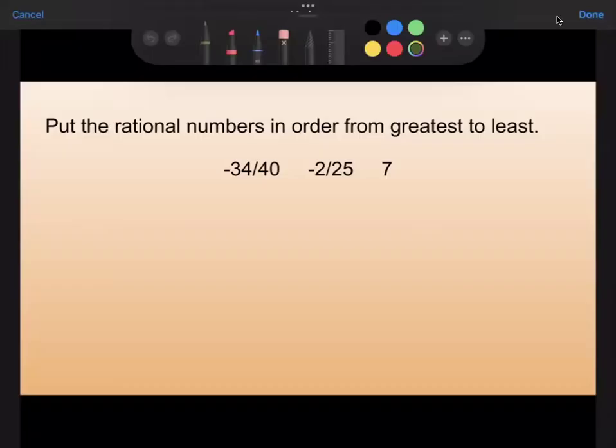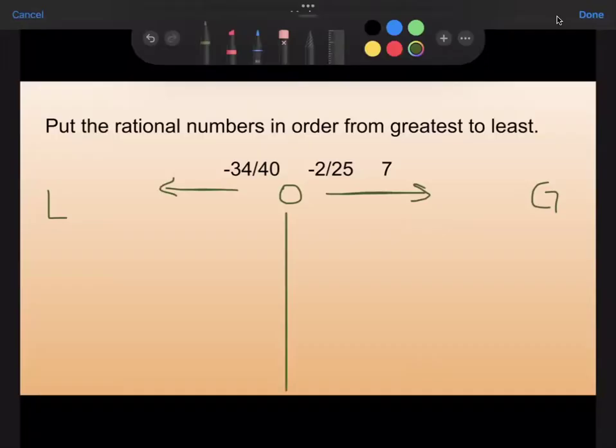Okay, here's our next one. So I'm going to use the same strategy. I know it asks from greatest to least, but I'm going to go ahead and put them in order from least to greatest. And at the very end, I'll switch the order. So I'm going to go ahead and put a line here. This line is going to represent 0. That way I can put everything that's negative on this side and everything that's positive on this side.